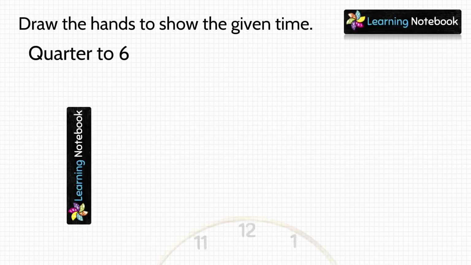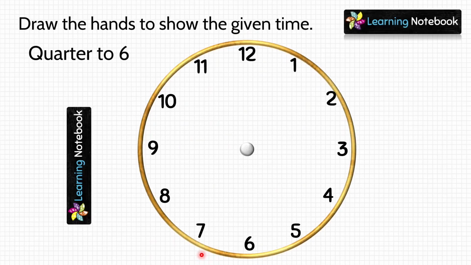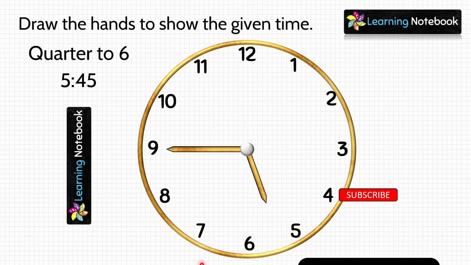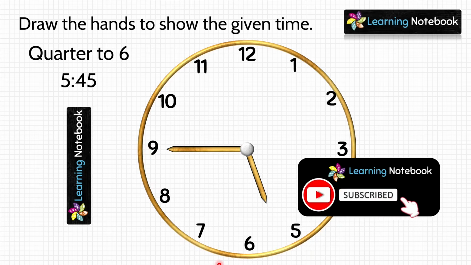Now let's do the last question. Here we have to show the time 5:45, which can also be written as 5:45. Okay. So here the hour hand should be in between 5 and 6. And we have to represent how many minutes? 45 minutes. So this means the minute hand should be at 9. So this is how we can represent 5:45.